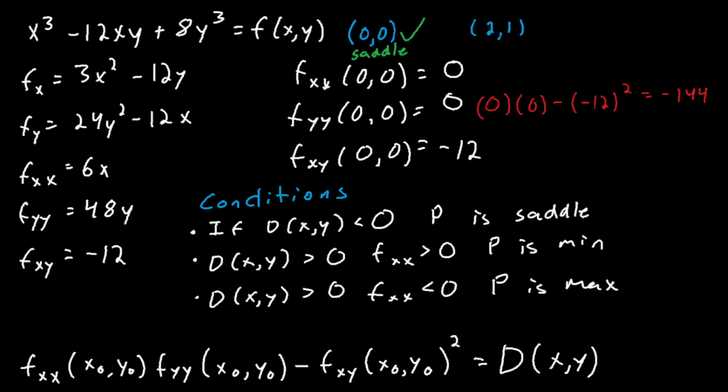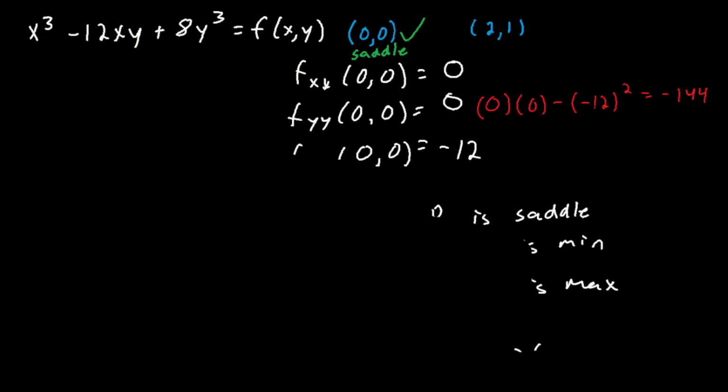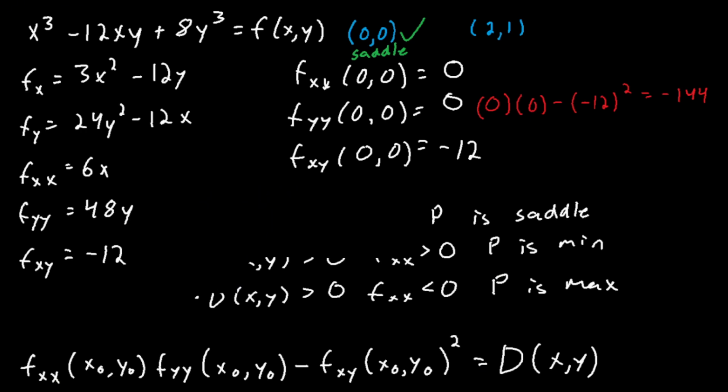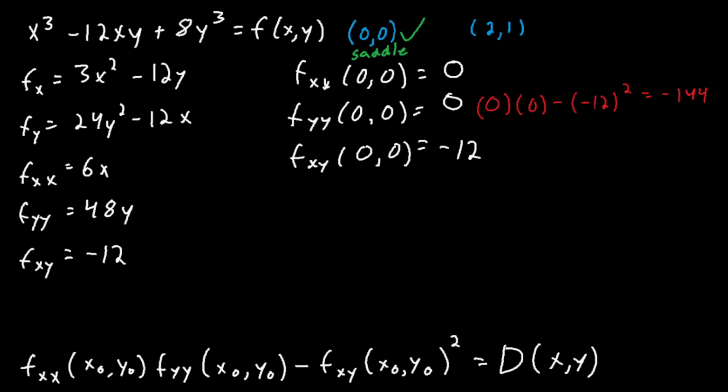These conditions you likely have to memorize. So just keep in mind that if you get a negative value for your extreme point in the second derivative test, then it's a saddle point. If it's positive, it's either max or min using the x partials. I erased too much. Set up for the next extrema point.